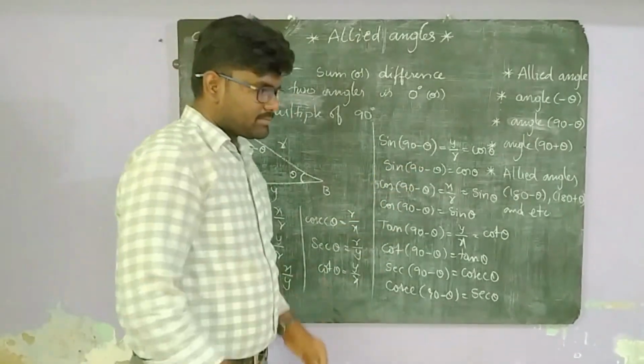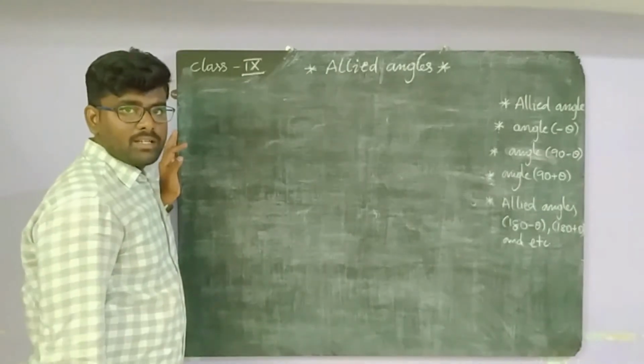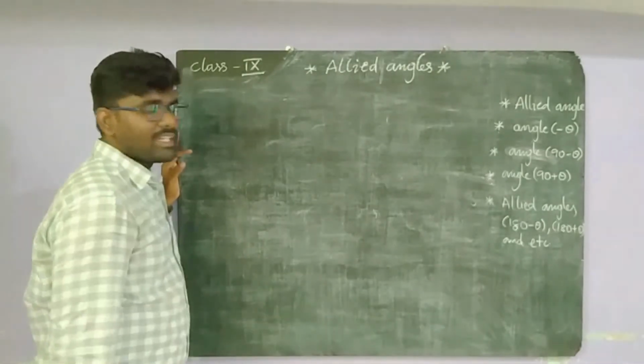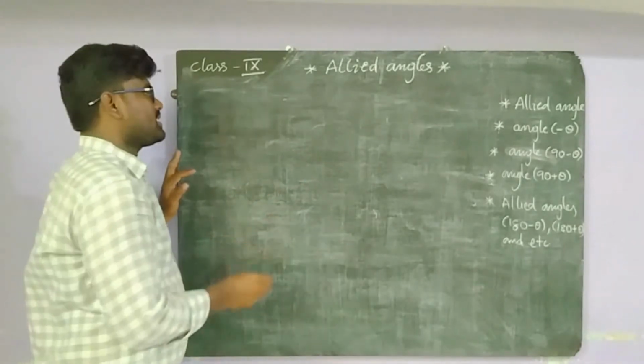In the same way, we want to find sin 90 plus theta and cos 90 plus theta. Before going to 90 plus theta, we need to discuss negative angles. Sin minus theta, cos minus theta, how can we get them?